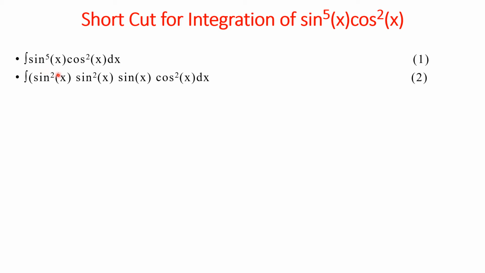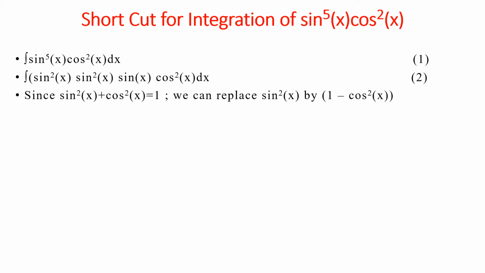Sine square x multiplied by sine square x multiplied by sine x, and we leave cosine x dx as it is. Our next step is to replace sine to the power 2. We have to replace sine square x by a function that involves cosine x. And to do so, since sine square x plus cosine square x equals 1, we can conclude that we can replace sine square x by 1 minus cosine square x.